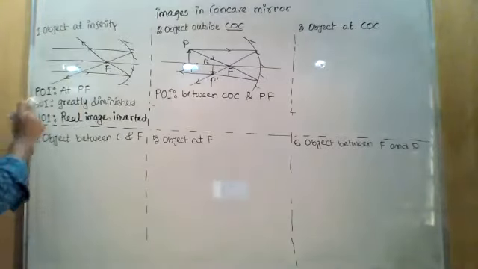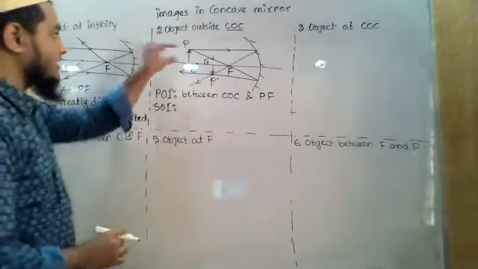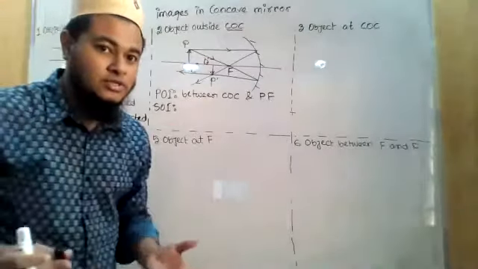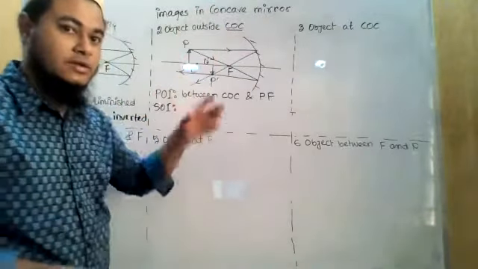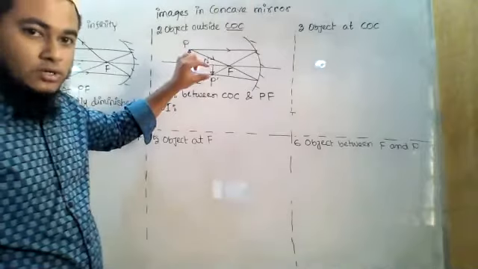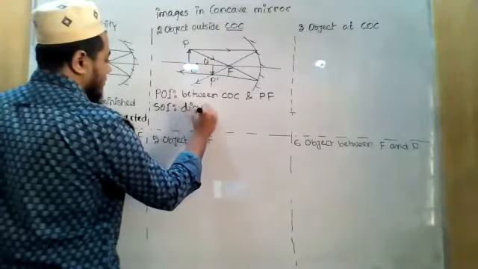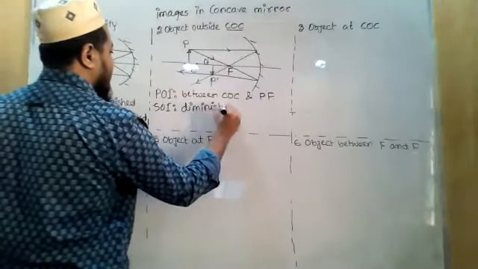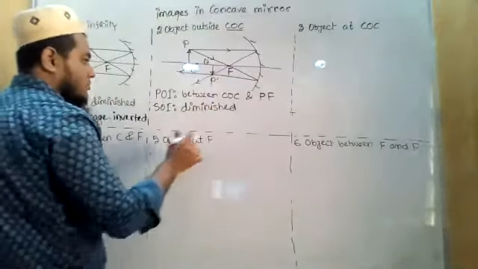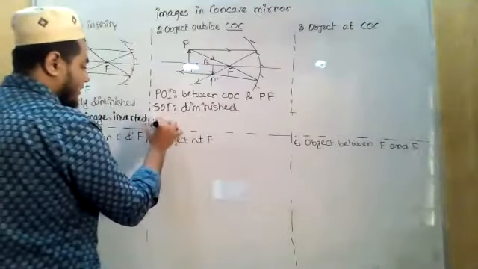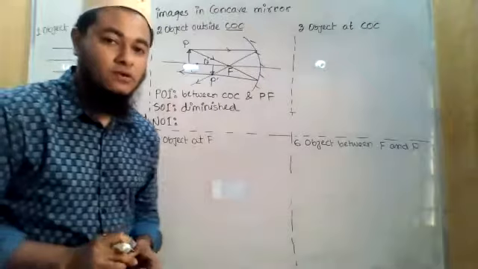Then let us talk about the size of the image. We can see that it is diminished, but not greatly diminished. It was not like the object is very big and the image is very small. We can see that it has become shorter, but not that much shorter. So we will only write diminished. Greatly diminished will be only for the object at infinity. For other cases, it is going to be diminished or magnified, okay? Then the nature of image. Can you tell me, Abdullah, whether this image is real or virtual?